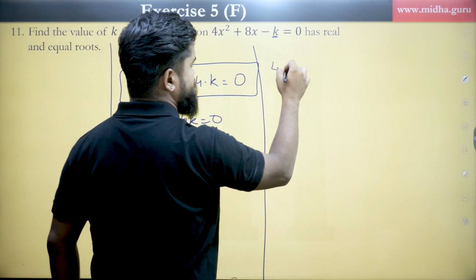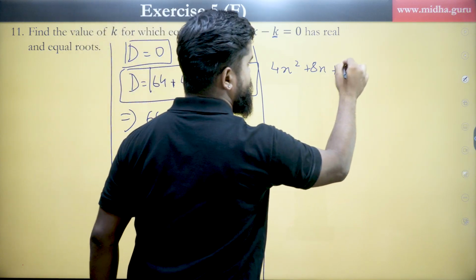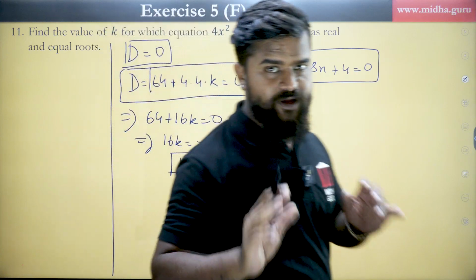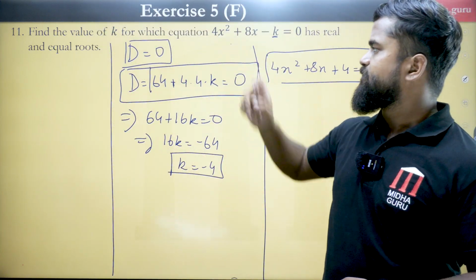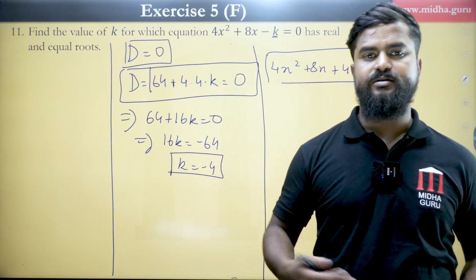So the equation will be 4x² + 8x, and since k is −4, it will become +4 equal to 0. So the value of k for which this equation will have real and equal roots is −4. Let's move on to the next one.